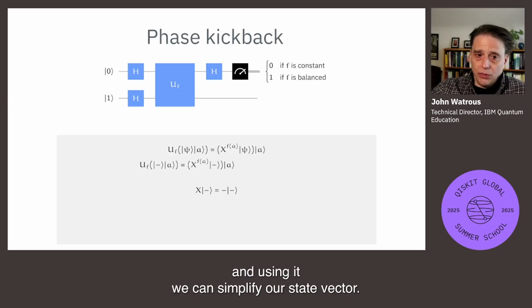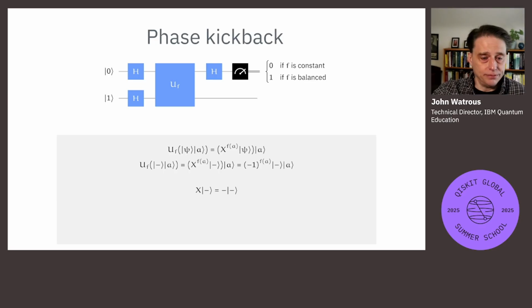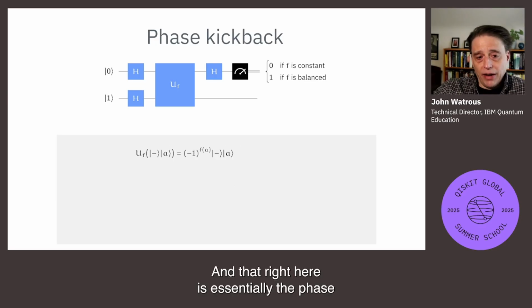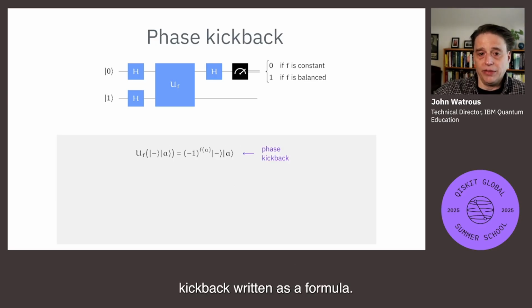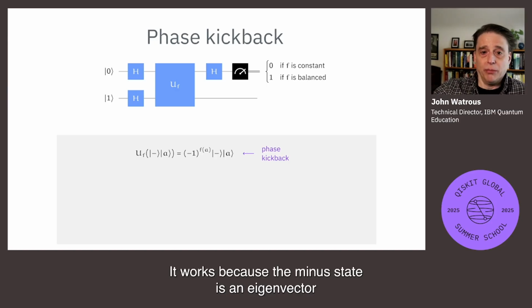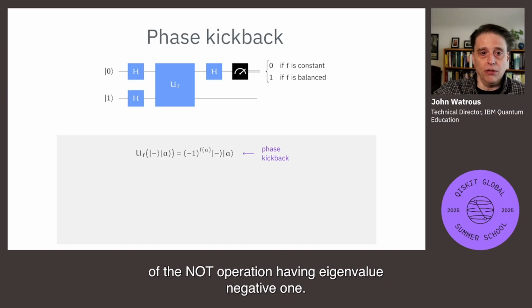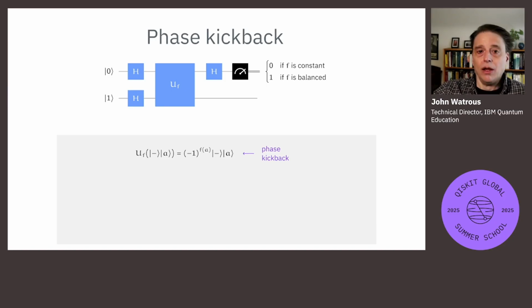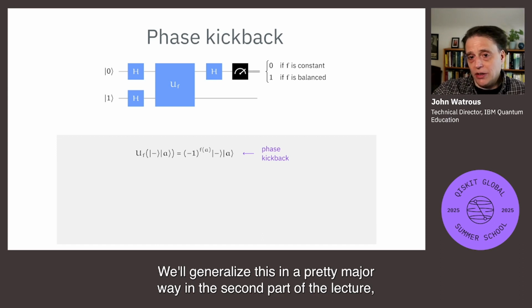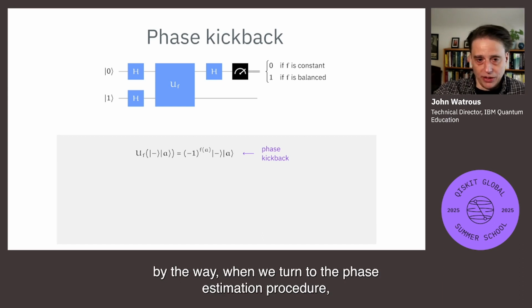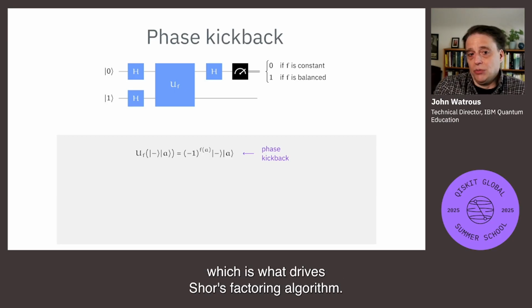And using it, we can simplify our state vector. And that right here is essentially the phase kickback written as a formula. It works because the minus state is an eigenvector of the NOT operation having eigenvalue -1. We'll generalize this in a pretty major way in the second part of the lecture, by the way, when we turn to the phase estimation procedure, which is what drives Shor's factoring algorithm.